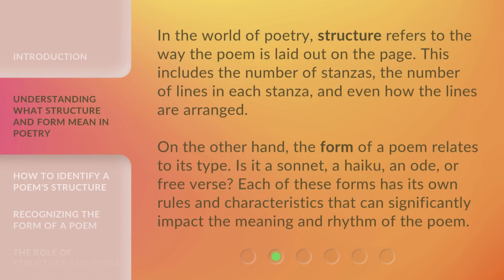In the world of poetry, structure refers to the way the poem is laid out on the page. This includes the number of stanzas, the number of lines in each stanza, and even how the lines are arranged. On the other hand, the form of a poem relates to its type. Is it a sonnet, a haiku, an ode, or free verse? Each of these forms has its own rules and characteristics that can significantly impact the meaning and rhythm of the poem.